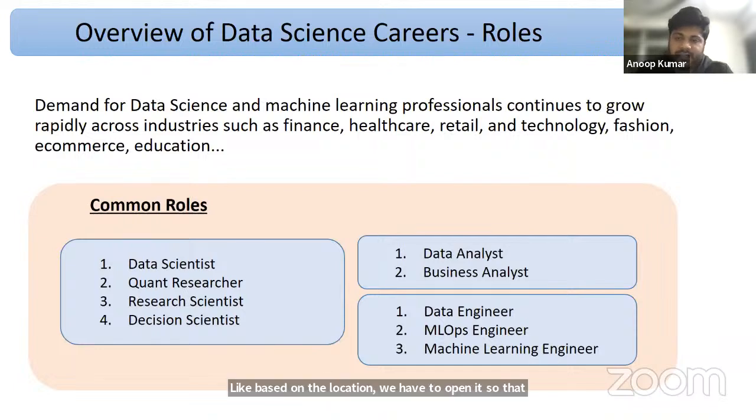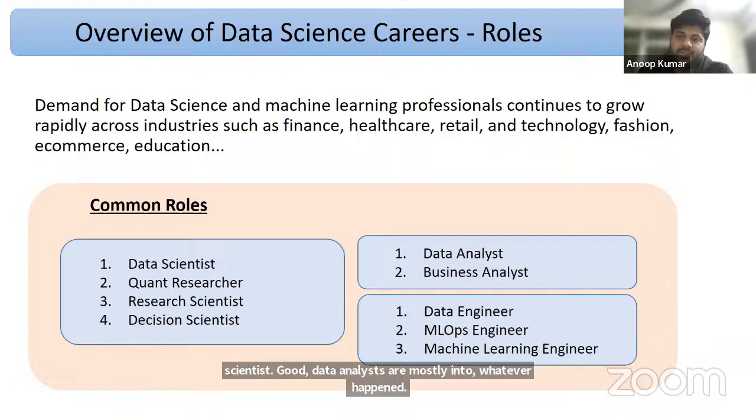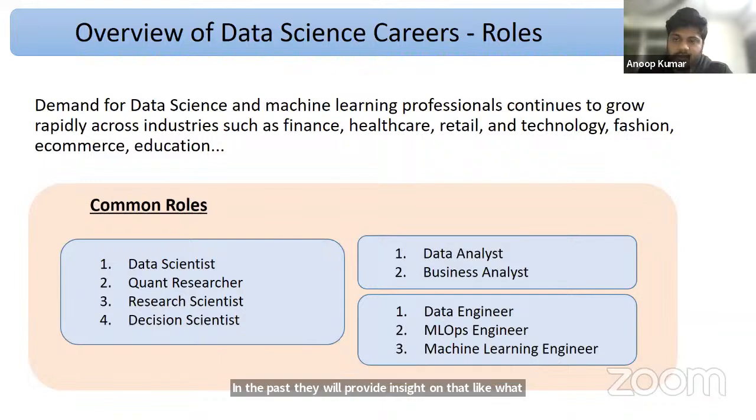So this prediction task is done by data scientists. Data analysts or business analysts are mostly into whatever happened in the past. They will provide insight on that, like what are the top products, maybe, right? Similar to data scientists, then we have research scientists, decision scientists. The skill sets slightly differ from one another.